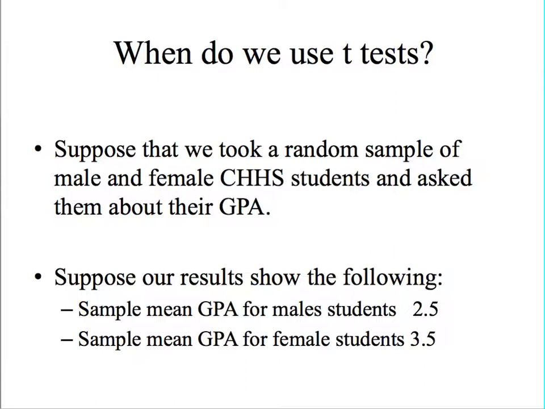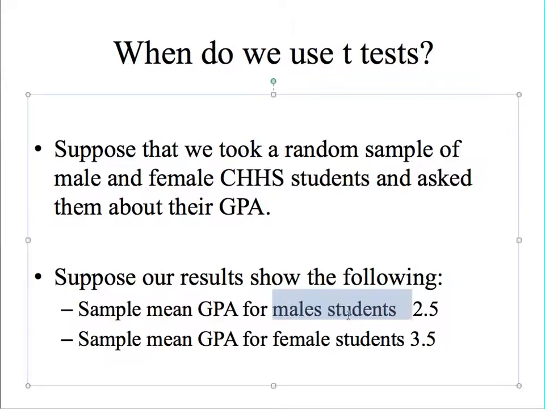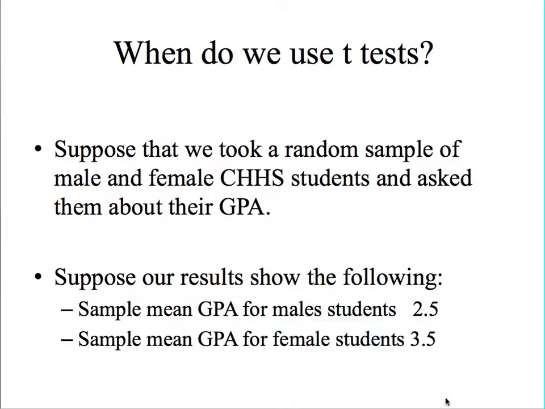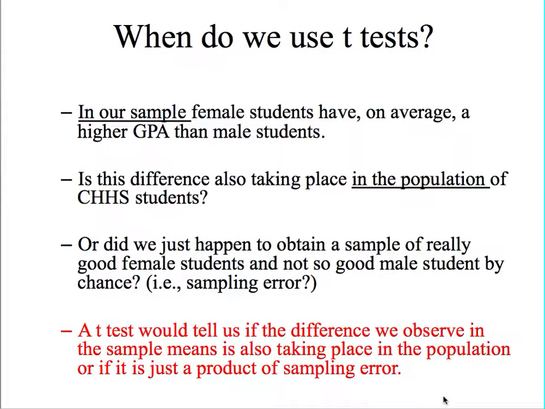Suppose that we take a random sample of male and female CHHS students and ask them about their GPA. Now suppose that our results show the following: the average GPA for the male students is 2.5, and the average GPA for the female students in our sample is 3.5. As you can see in this sample, female students have a much higher GPA than male students on average. So that is a big sample result.